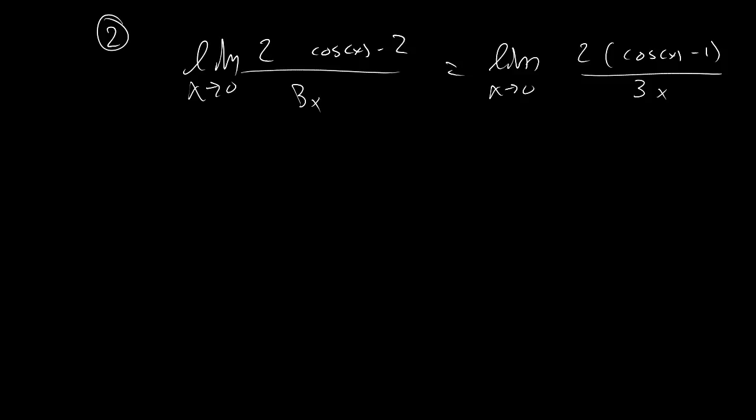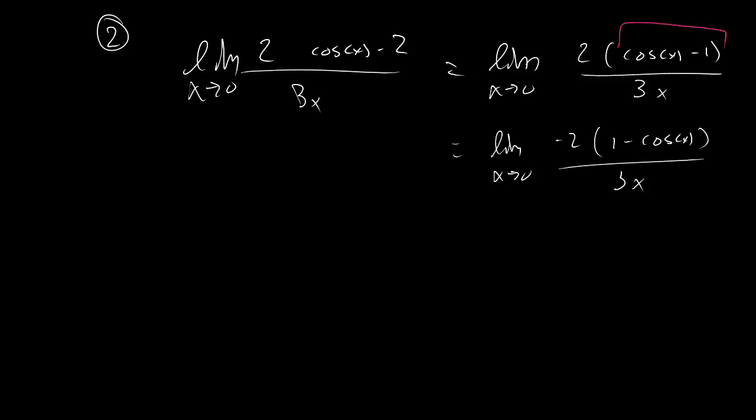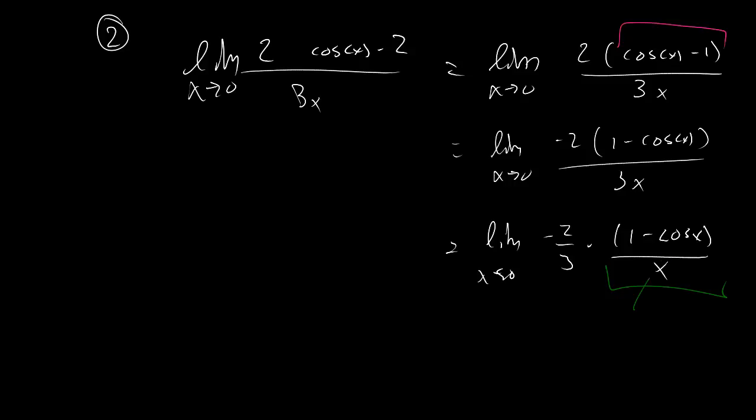Well, I don't like the fact that it's cosine minus 1. I like 1 minus cosine. So I'm going to change this into the limit as x approaches 0 of negative 2 times (1 minus cosine x) all over 3x. And I can rearrange this to be negative 2/3 times (1 minus cosine x) all over x. And I know this part goes to 0, so 0 times negative 2/3 gives me 0.